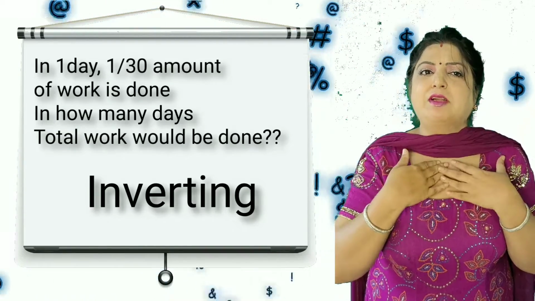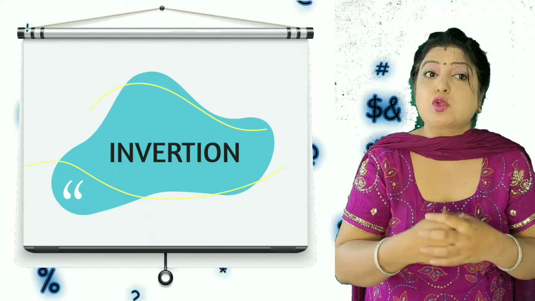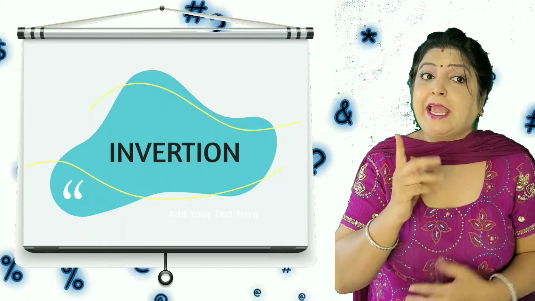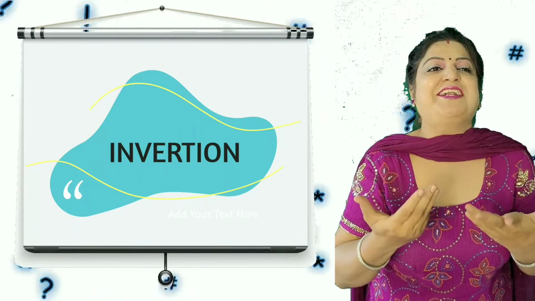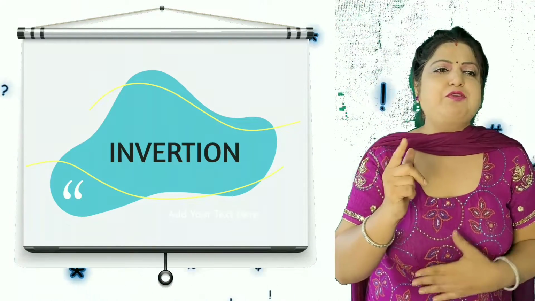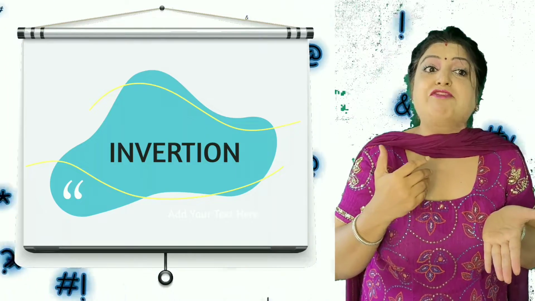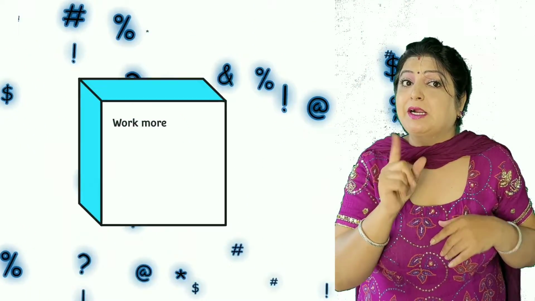If they have given total work and we have done it in these many days, so in 1 day how much work would be done? Simply invert it. And if they have given 1 day work, then to find total number of days for finishing the work, simply invert it.